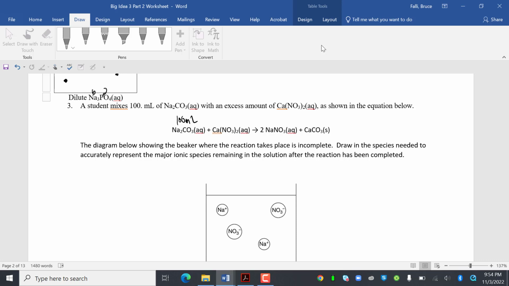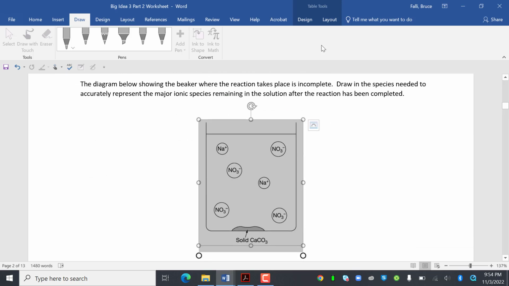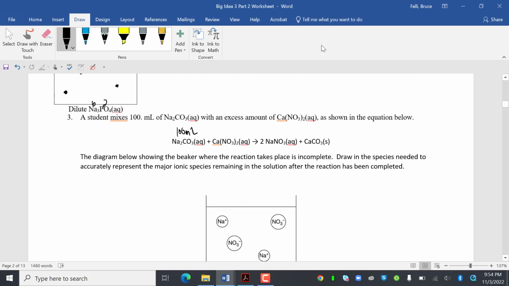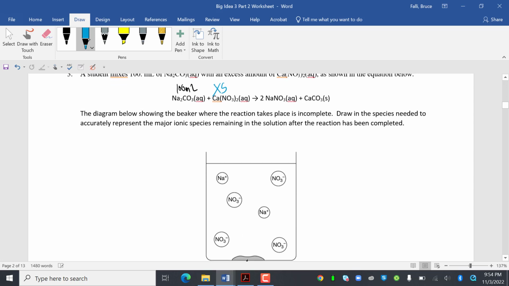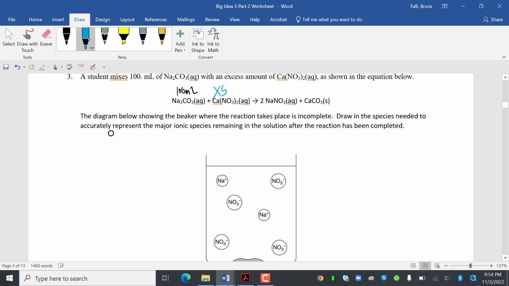Well, it won't let me draw my excess. That's interesting. So I guess that means we are done. Oh, here it goes. It came back. So it won't let me draw that this is excess. It should. So that means that for calcium carbonate, that's my precipitate.